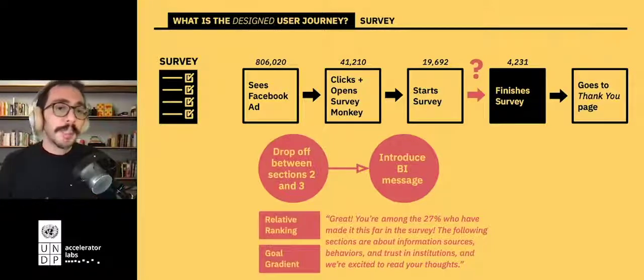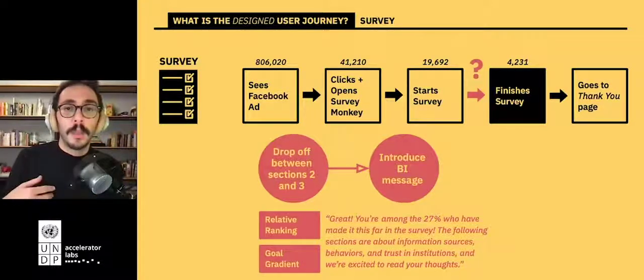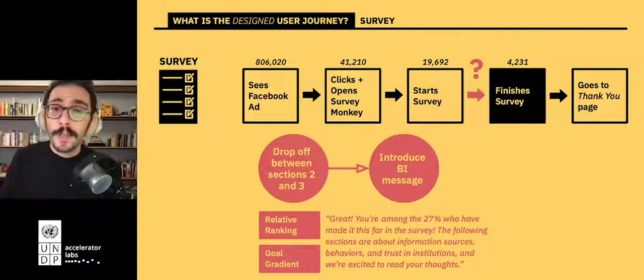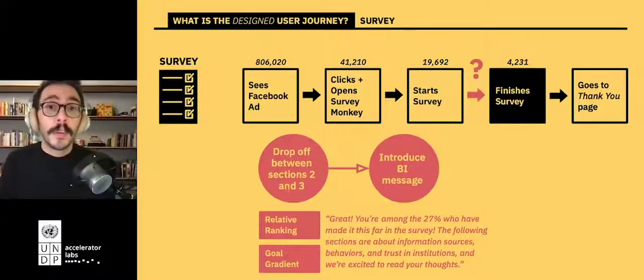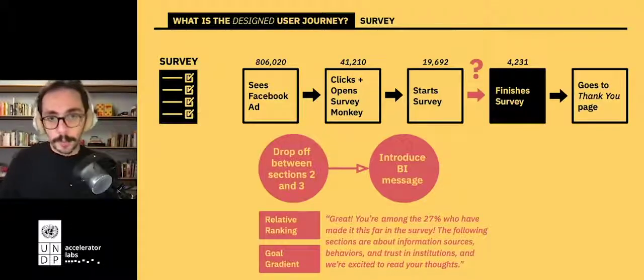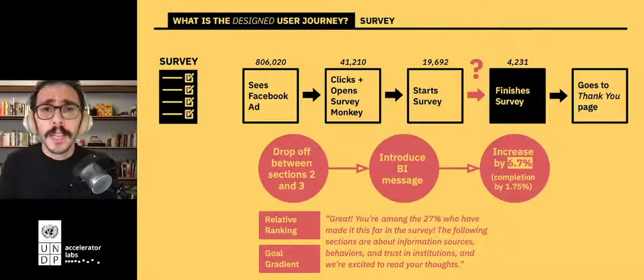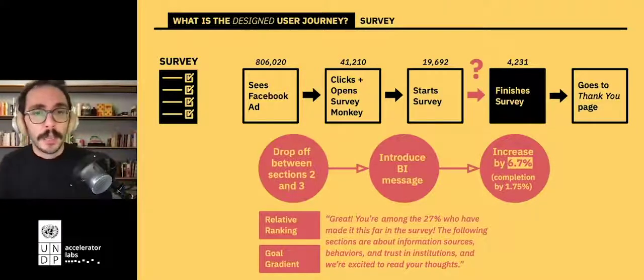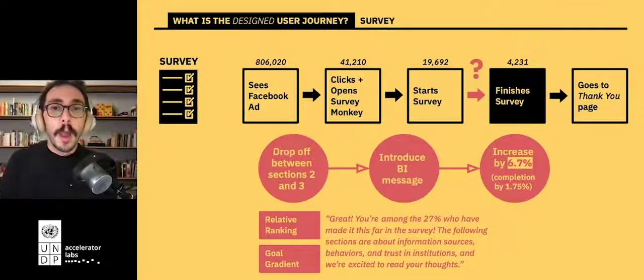And this message was tapping into two behaviors. The first one was relative ranking, which assumes that our performance tends to improve if we are told that our peers are doing better than us, so the 27%. And the goal gradient behavior, which assumes that people will work harder to achieve a goal as the goal gets closer. And this additional sentence really increased the number of respondents who went on to the next section by 6.7%. And even though we can't really know how many of these went on to complete the survey, we know that overall the completion rate was increased by 1.75%.